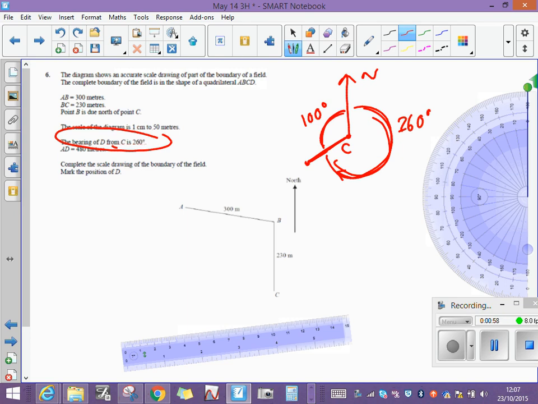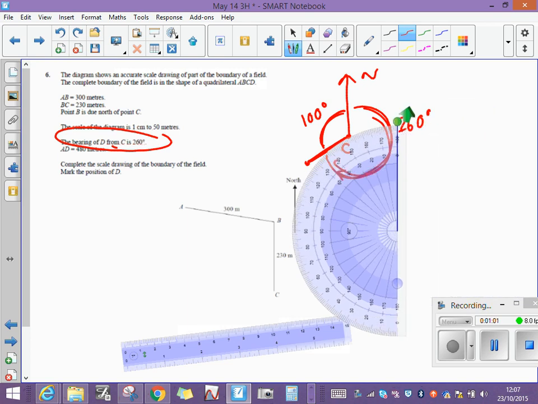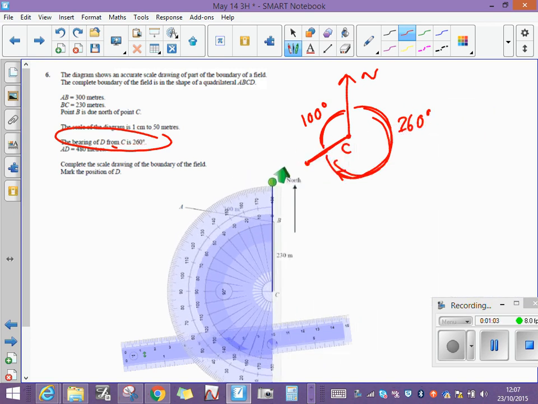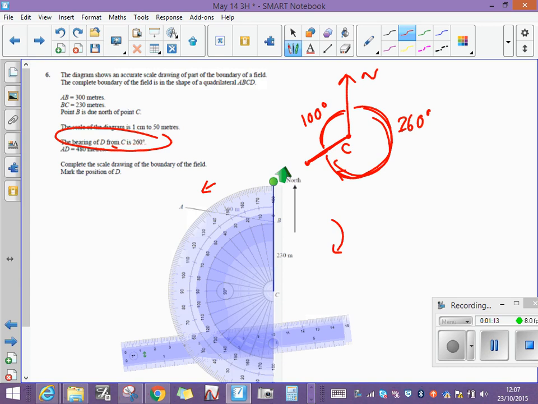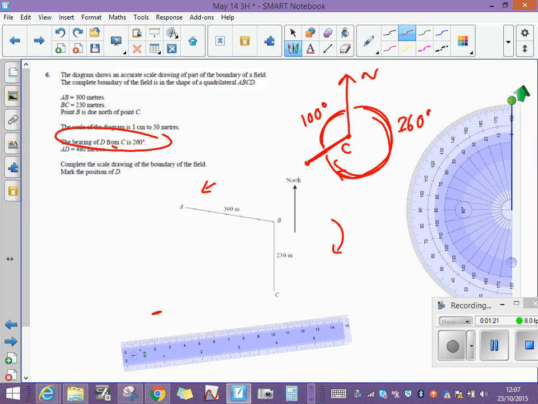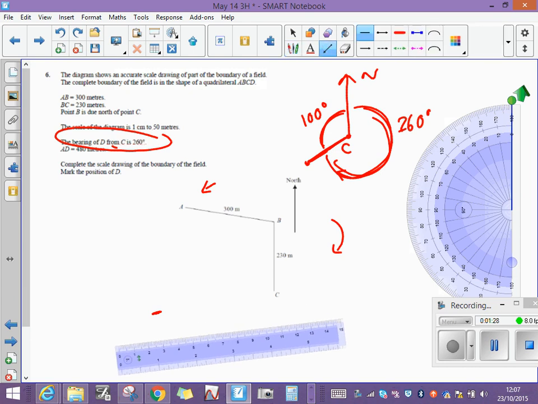So what I'm going to do is grab my protractor, and from point C, I'm going to put my protractor so that it's exactly on the end of C, and I'm going to measure an angle of 100 degrees in this direction, which is the same as 260 in this direction. So if I count 10, 20, 30, 40, 100 degrees is in this direction. So now I can get rid of the protractor, and I now know that my point D is somewhere along this line between C and here. So let's just use a straight line to show it. So D is somewhere along this line here.